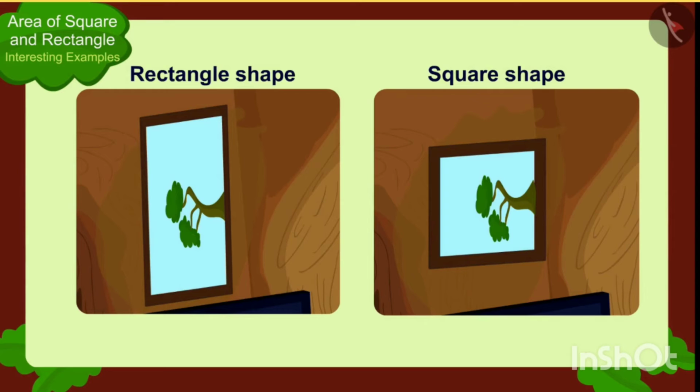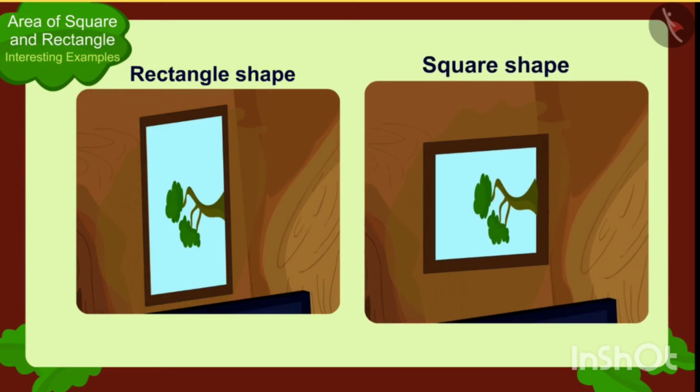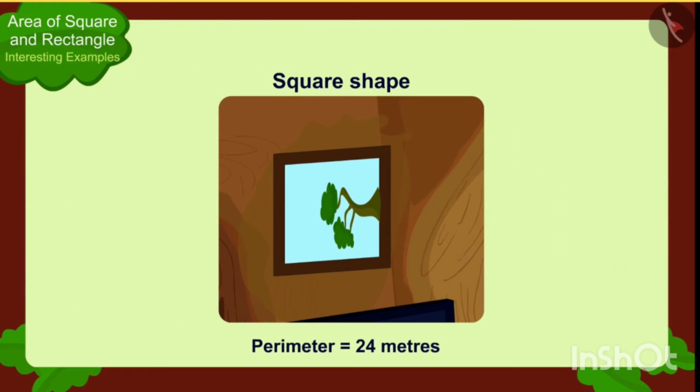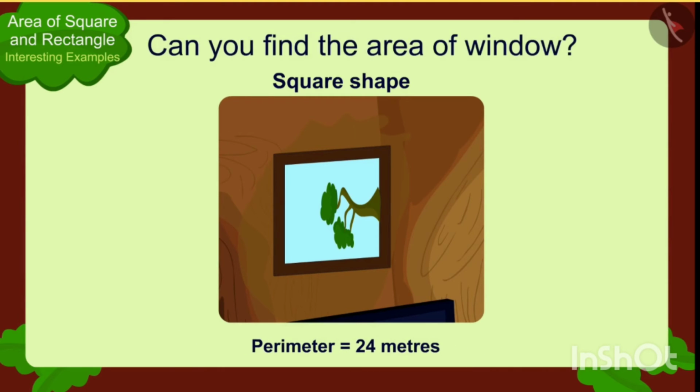And children, if Chanda's window would have been square instead of a rectangle, and if its perimeter would be 24 meters, then can you find the area of Chanda's window? If you want, you can find a solution by stopping the video.